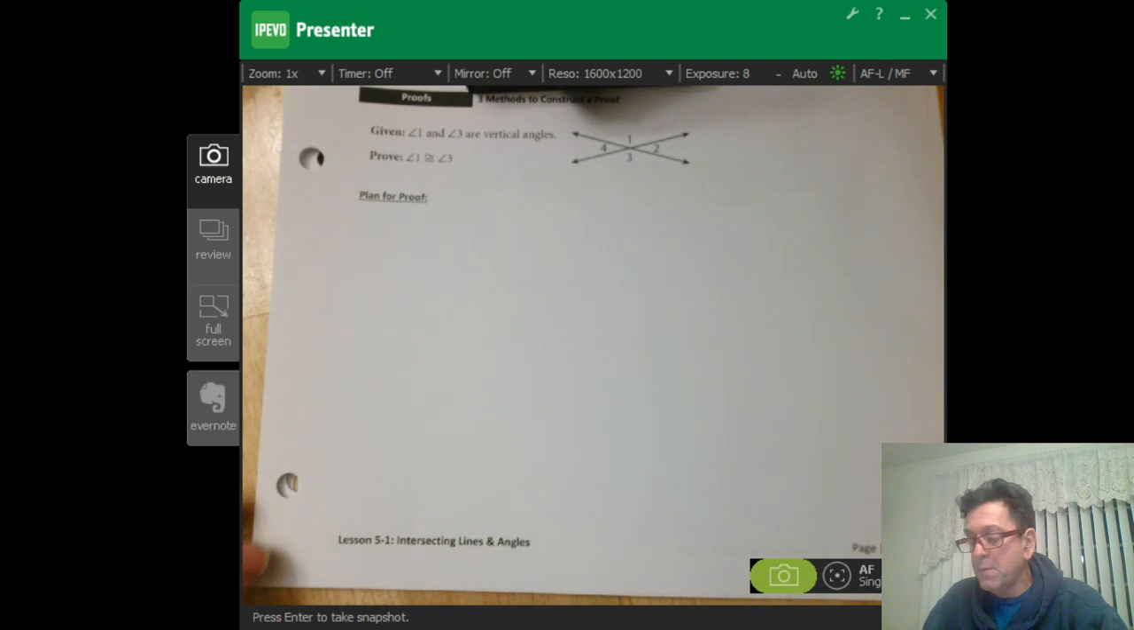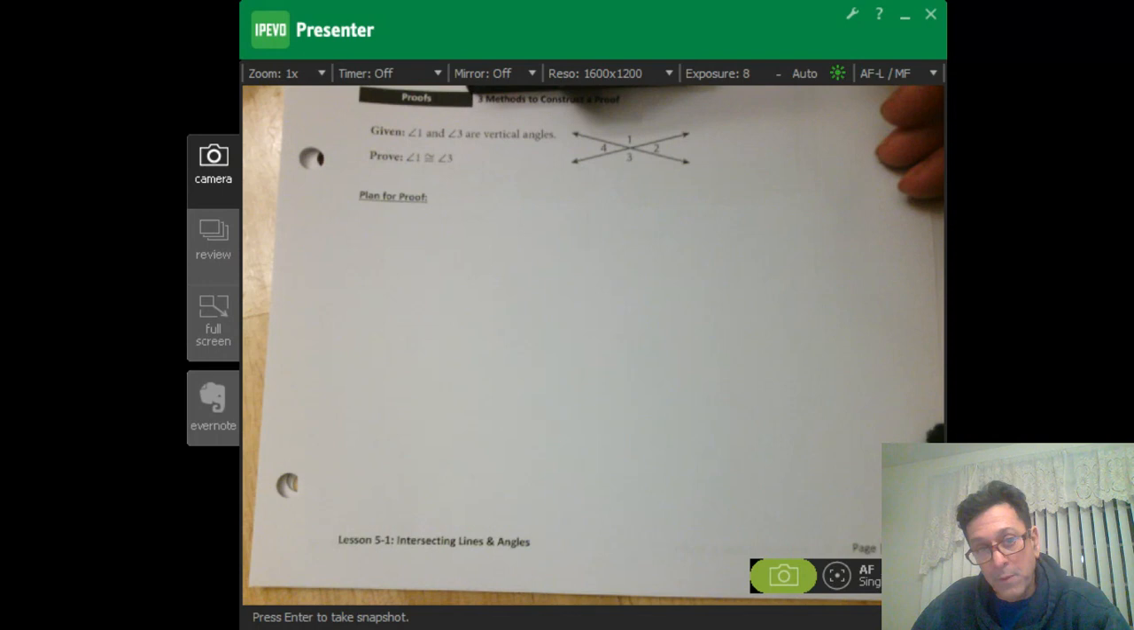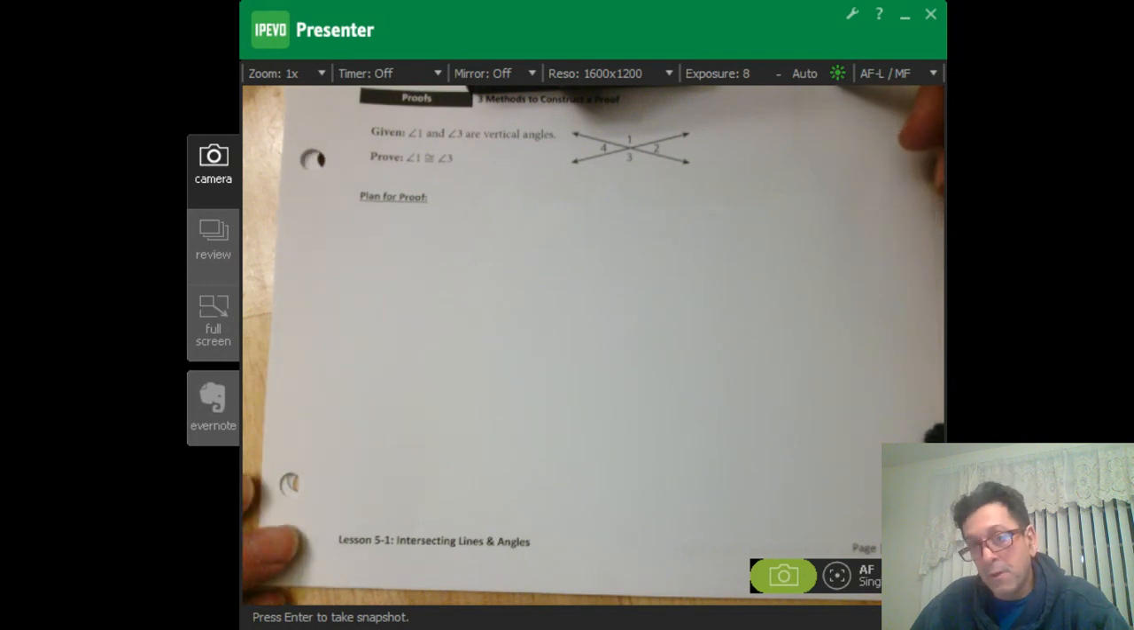And now we're going to begin with proofs. Now, there are three methods of proving something true in geometry that we will be talking about. We will be talking about T-charts, paragraph proofs, and flowcharts.